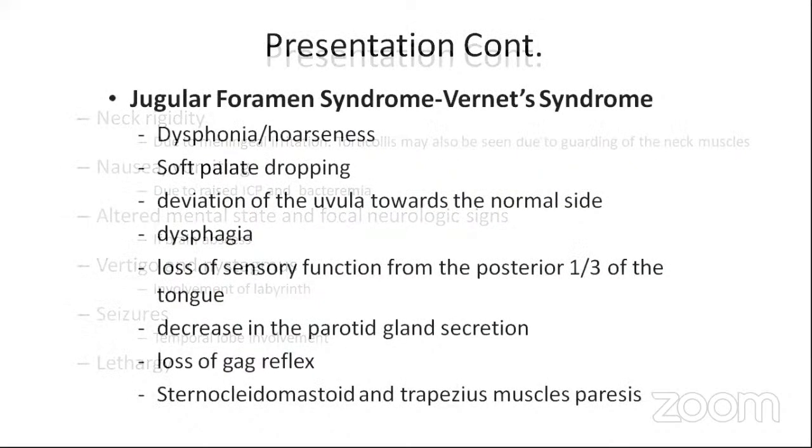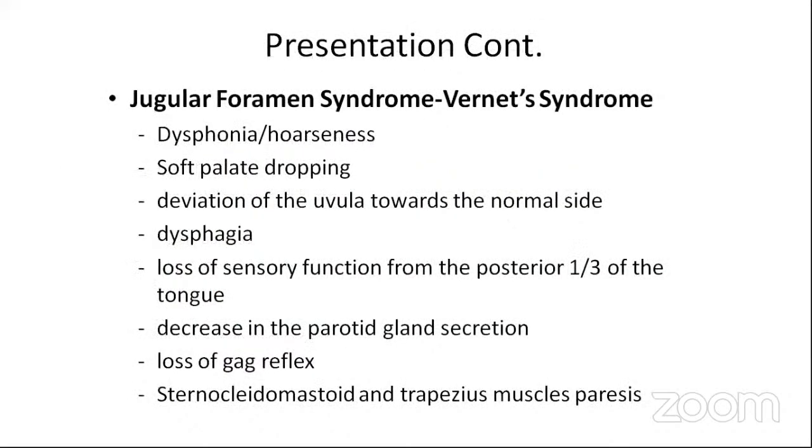So one of the syndromes that is associated with this is the jugular foramen syndrome or the Vernet syndrome. There will be dysphonia and hoarseness because of involvement of the 9th, 10th, and 11th cranial nerves. When there is 10th cranial nerve involvement, the patient can have hoarseness. Soft palate drooping is because of 10th and 9th cranial nerve. There will be deviation of uvula towards the normal side. Dysphagia is because of 10th cranial nerve involvement.